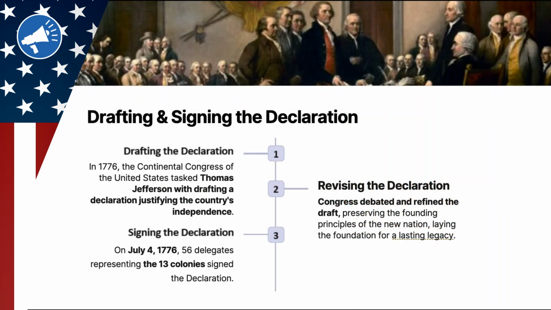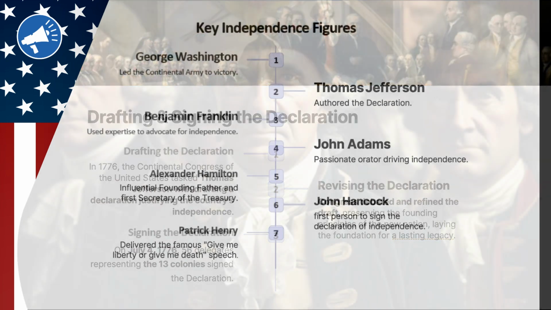In 1776, the Continental Congress of the United States tasked Thomas Jefferson with drafting a declaration. From there, Congress debated and refined the draft, preserving the founding principles of the new nation, which then led up to 56 delegates representing the 13 colonies signing the Declaration of Independence on July 4, 1776.